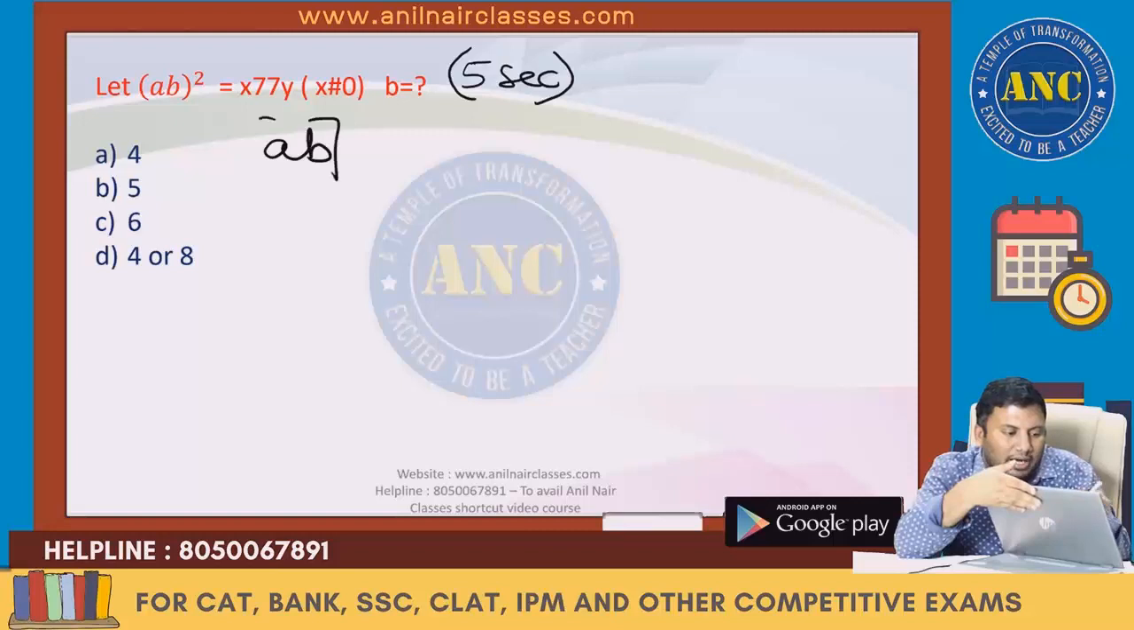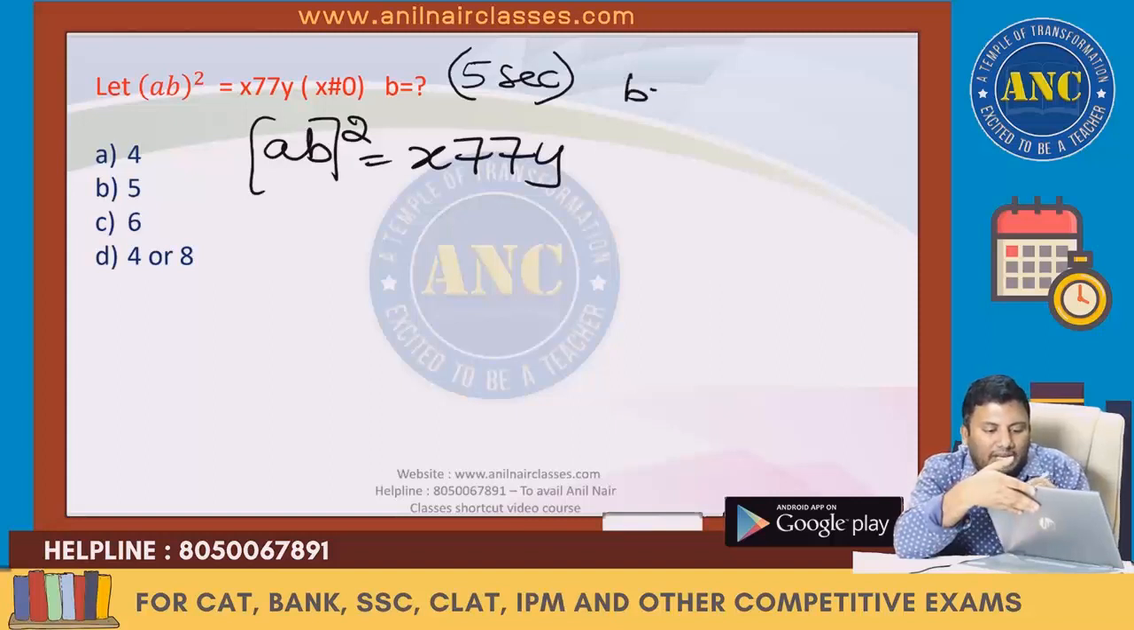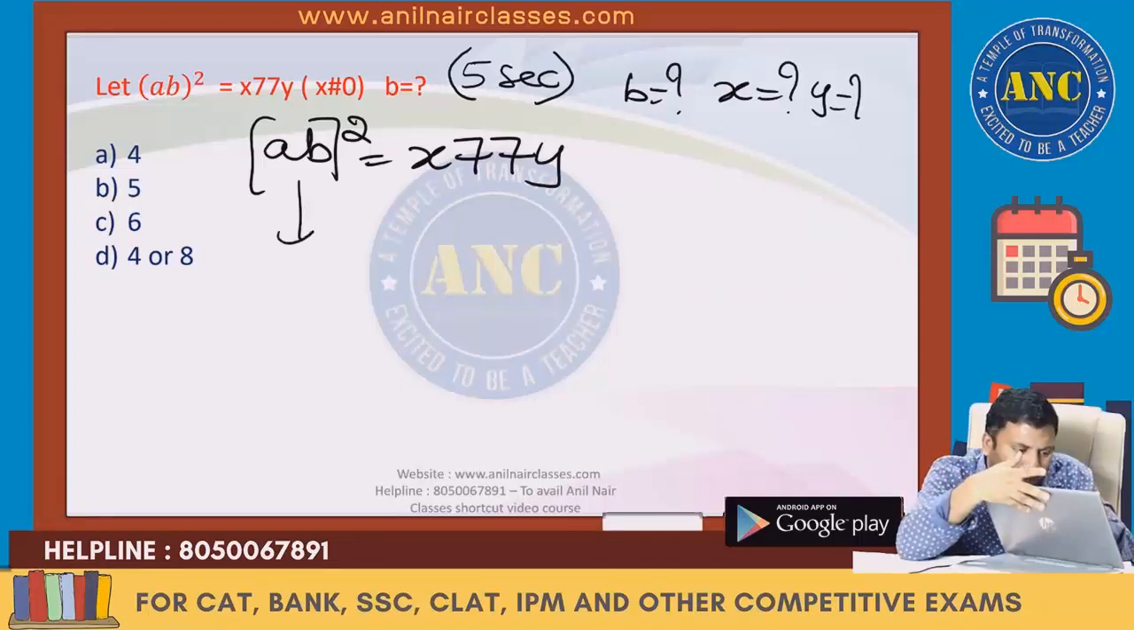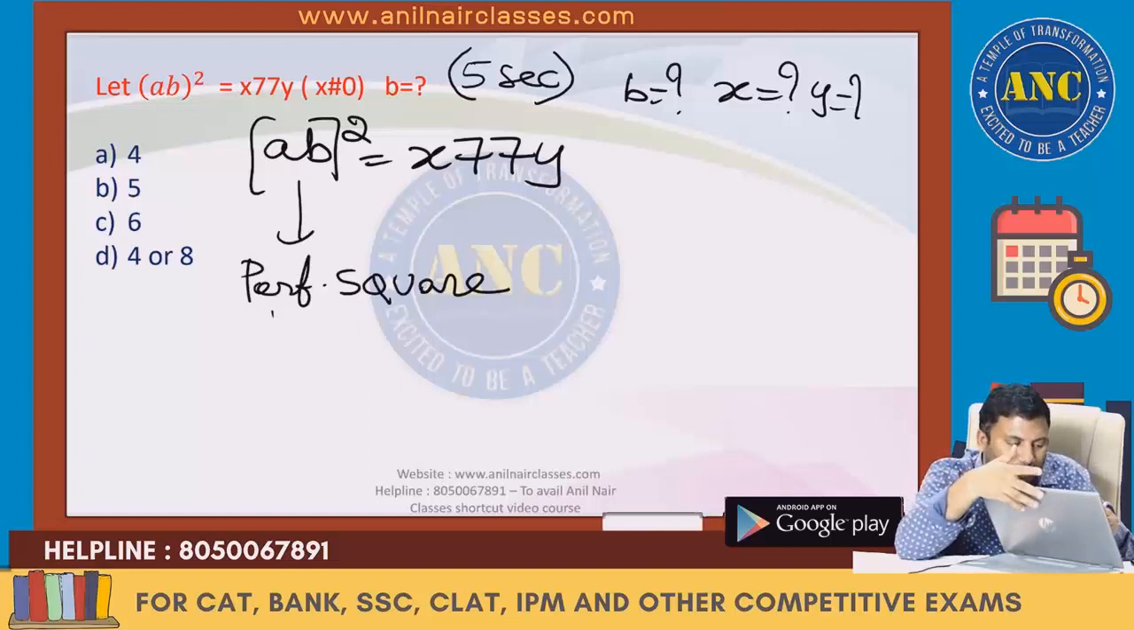(AB) whole square equals x77y. Find the value of x. Find the value of y. Immediately that should strike you. (AB) whole square is a perfect square.